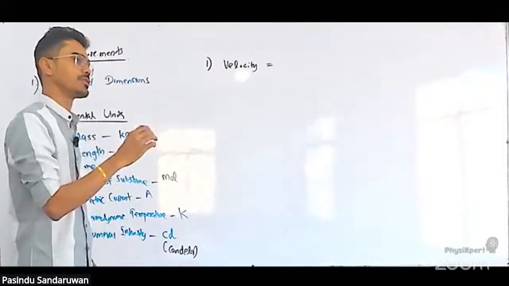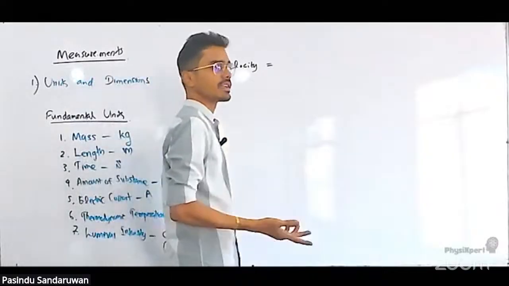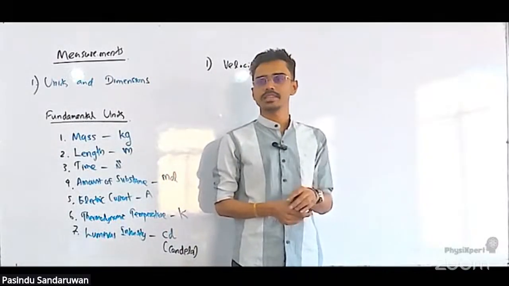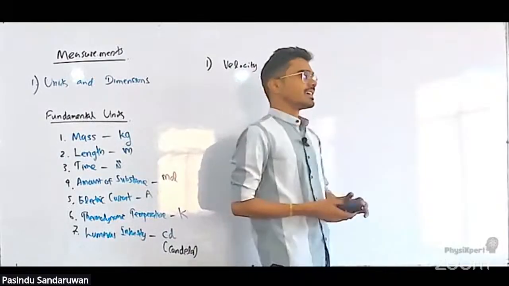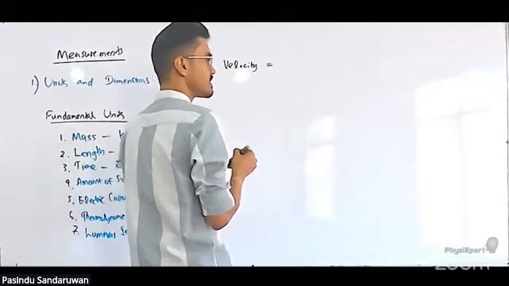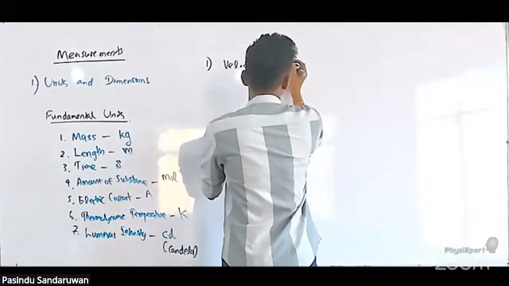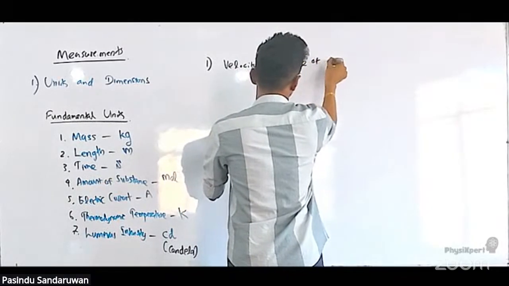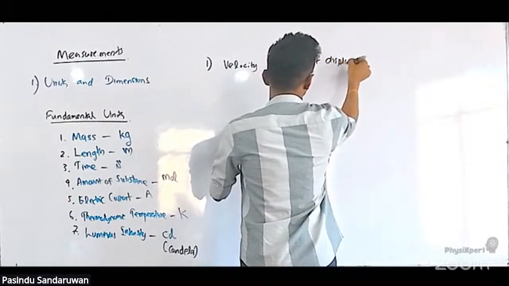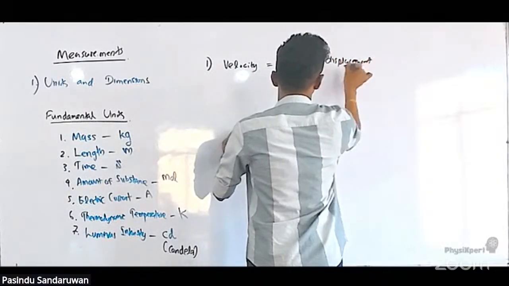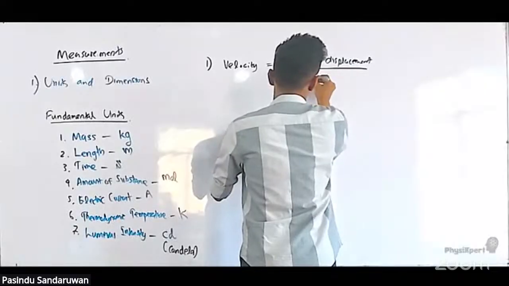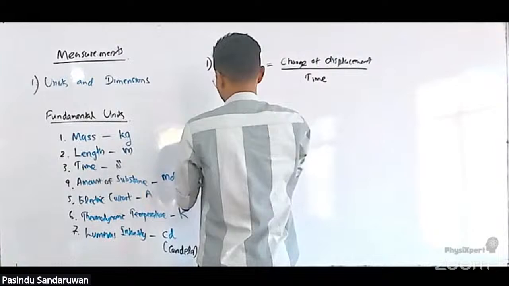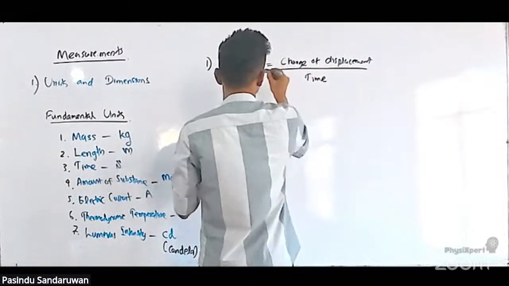Without that, we cannot explain some of the things ahead. That's a kind of a wrong idea coming from all levels. Velocity is, don't say displacement now, change of displacement over time. For velocity, we use V as a standard symbol.